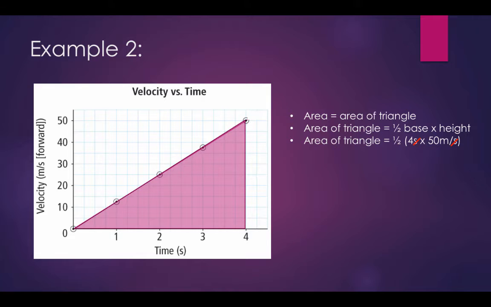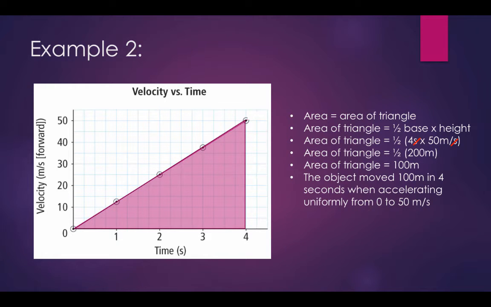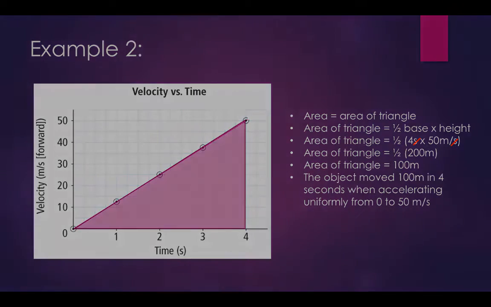Again, note how the seconds cancel out. The area is 1/2 times 200 meters, which is 100 meters. The object traveling for 4 seconds when accelerating uniformly from 0 to 50 meters per second will move a distance of 100 meters in total.